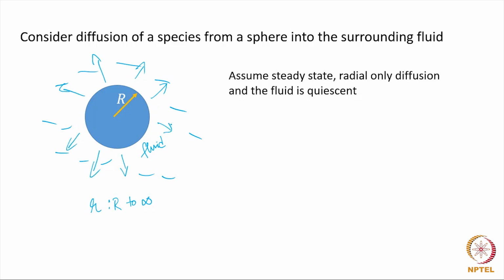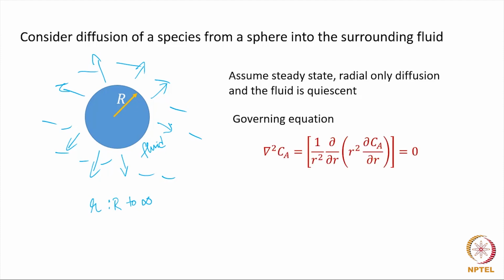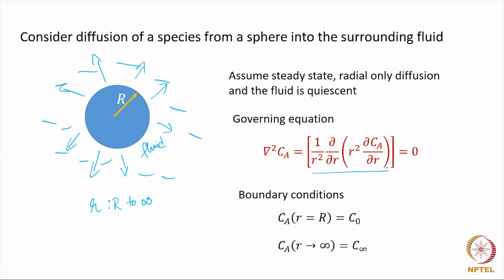And we assume that the fluid is quiescent, which means that there is no velocity in the fluid, and therefore we can actually take only the diffusion term alone for the governing equation, and also only one dimensional and without any reaction, and steady state. So which means that we have only one term from the governing equation that will be playing a role, and it just comes as one term which is equal to 0. So which we have to solve against the boundary conditions, namely at the surface of the sphere the concentration of the species is C0, and far away from the sphere the concentration is C infinity.